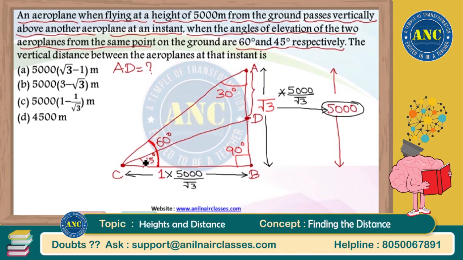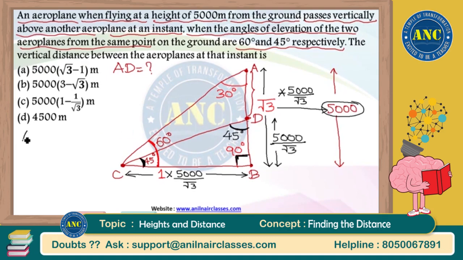Next, there is another smaller triangle. Angle for that smaller triangle is 45. This is 45. This is 90. That means this angle should also be 45 degrees. A 45, 45, 90 triangle means it is 1:1. That means opposite to this particular angle 45, angle D, if it is 5000 by root 3, opposite to this 45 also, that means BD value should also be 5000 by root 3. There is no need of applying tan 45 here, right? This also should be 5000 by root 3. Simple common sense will give the answer right now.